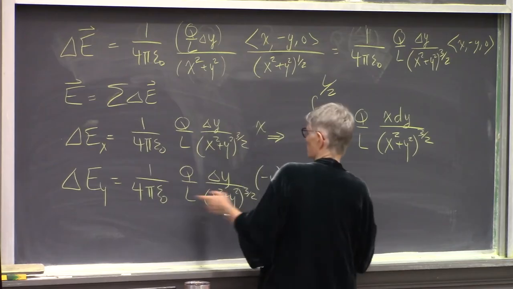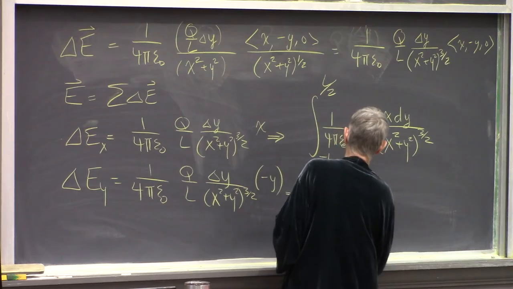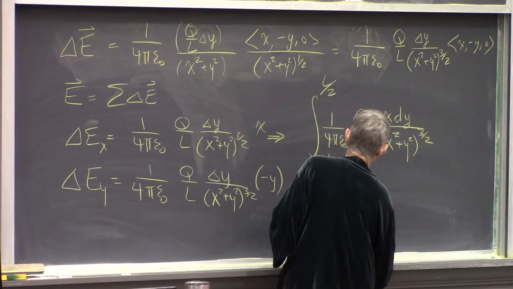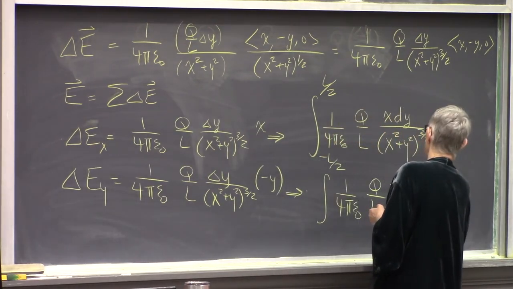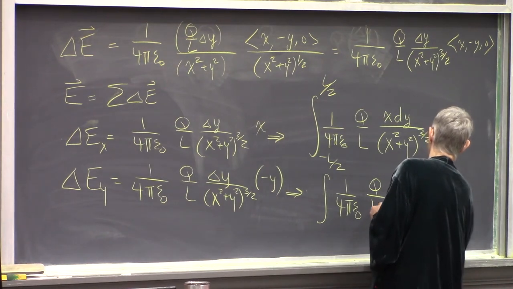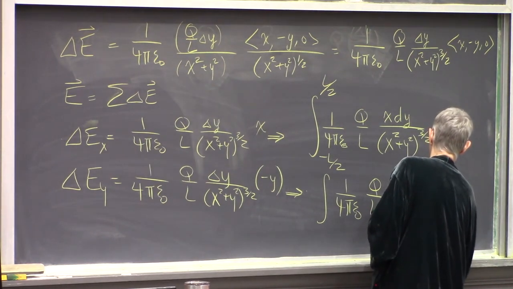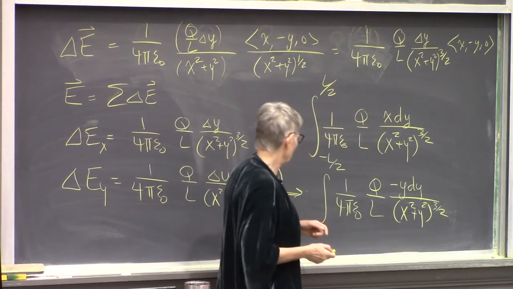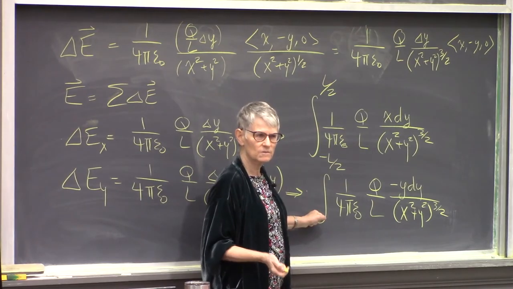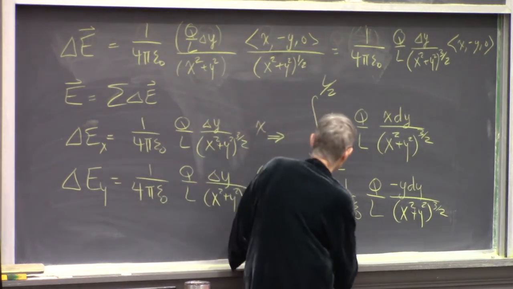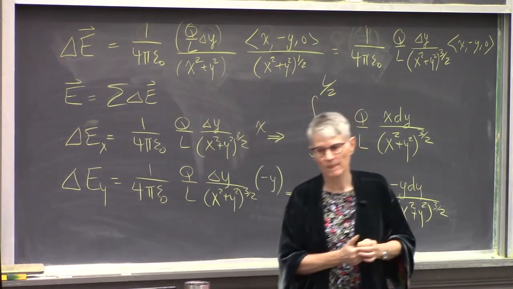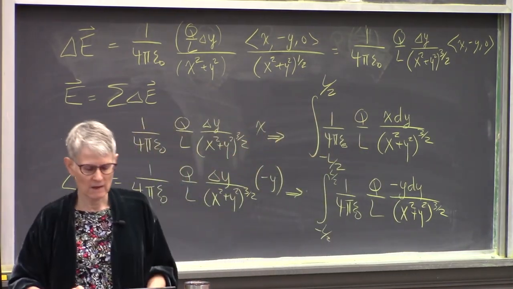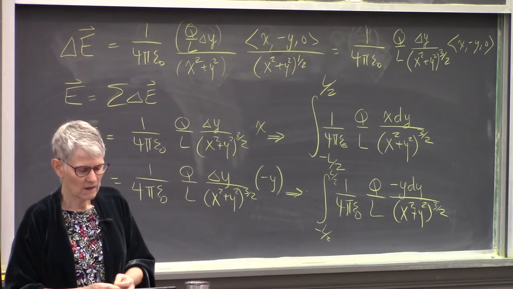And likewise, for the y component, we have an integral of 1 over 4 pi epsilon 0 q over L, with a negative y dy over x squared plus y squared to the 3/2. And the integration limits are the same, right? So minus L over 2 to L over 2.